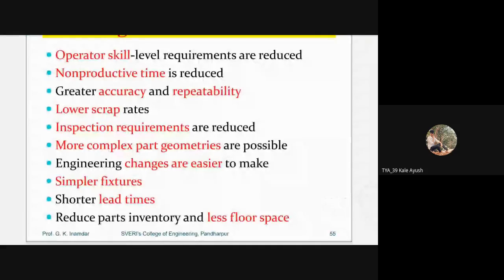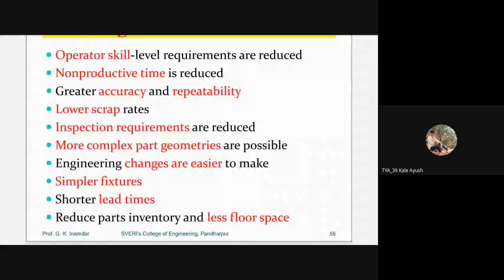Due to the automation of NC system, definitely the in-between time, in terms of the inspection time, whatever the accuracy, repeatability time, whatever the fatigue, whatever the failure, definitely that will be reduced, and it will get the shorter lead time. Last advantages: reduced part inventory and less floor space.